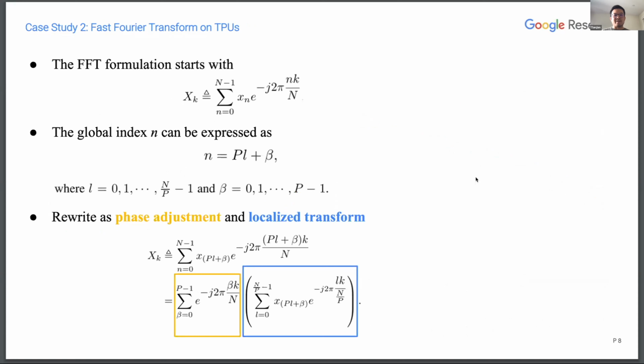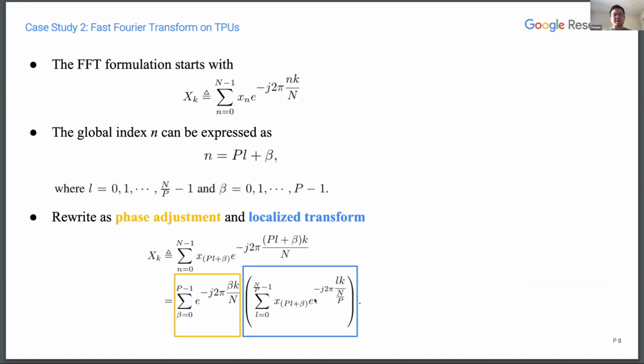So DFT is an expensive algorithm, but there's a better way to do the Fourier transform, which is FFT. For an n-point transform, the computational complexity for FFT is n log n, whereas it's n squared for DFT. So we also need to parallelize the FFT algorithms. Before we do the parallelization, we rewrite this FFT as a phase adjustment term multiplied by a localized transform.